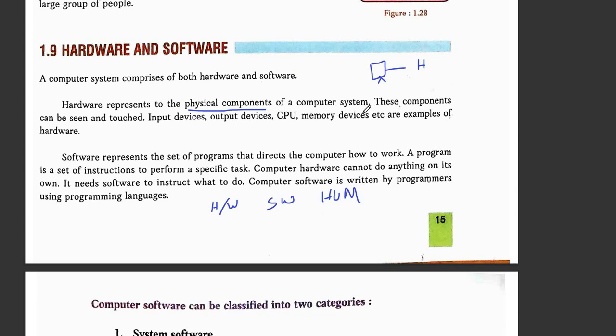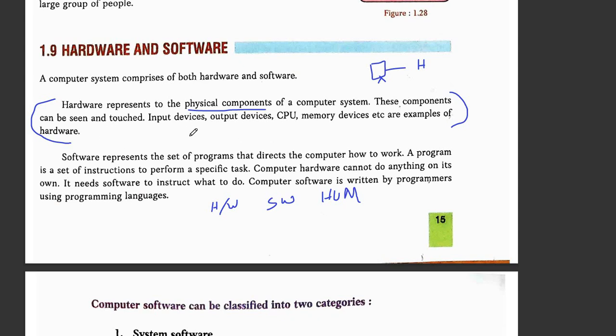All the physical components that are there in a computer are called hardware. Okay? These components can be seen and touched. Input devices, output devices, CPU, memory devices, etc. are examples of hardware. This is a very good definition of what is hardware. Okay, so you learn these two lines. Whenever you are asked what is hardware, then you have to tell that hardware are the physical components of a computer system. These components can be seen and touched. Input devices, output devices, CPU, monitor, memory devices, etc. are examples of hardware. You have to write like that.